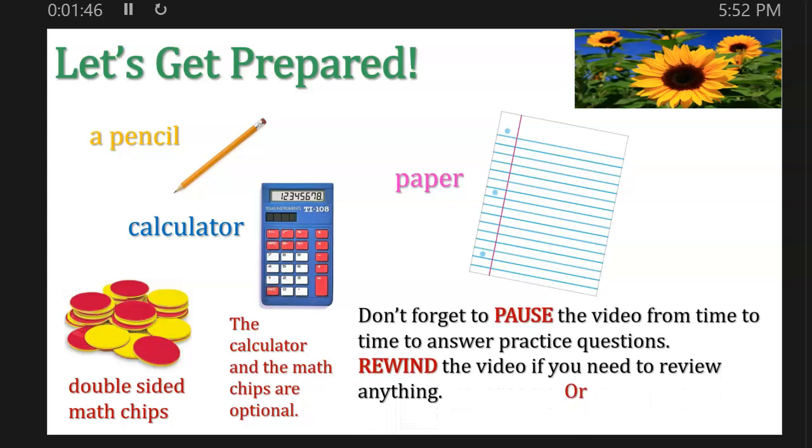Don't forget to pause the video from time to time to answer the practice questions. That is the best way to learn: pause, try to answer the question on your own, and then look at the answer to compare to see if you get it right. Also, rewind the video if you need to review anything before you answer the questions.